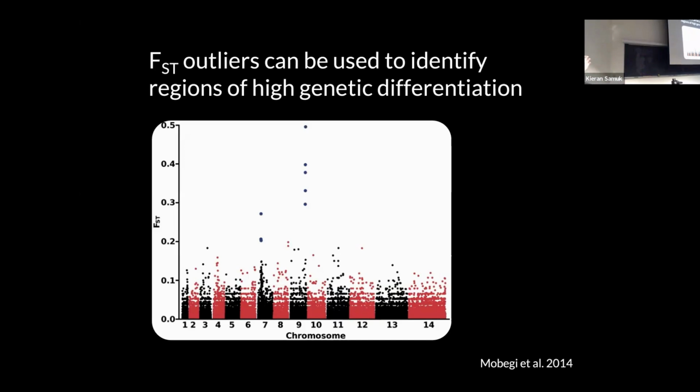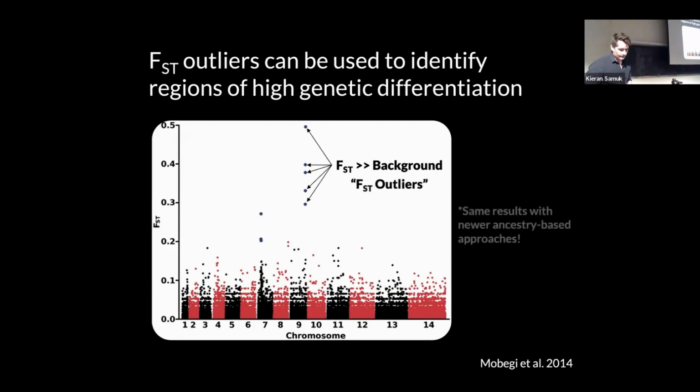We can also use, for example, outlier density or something like that to tag regions of high genetic differentiation. And that might be one way to approach this. I will say that there are fancier ways to do this nowadays. You could use more ancestry-based approaches versus just FST, but you basically get the same answer.